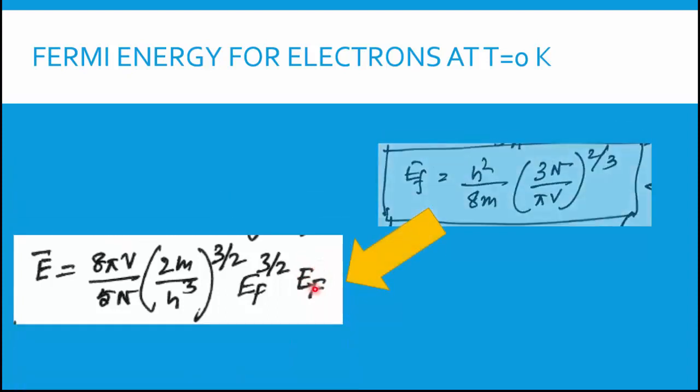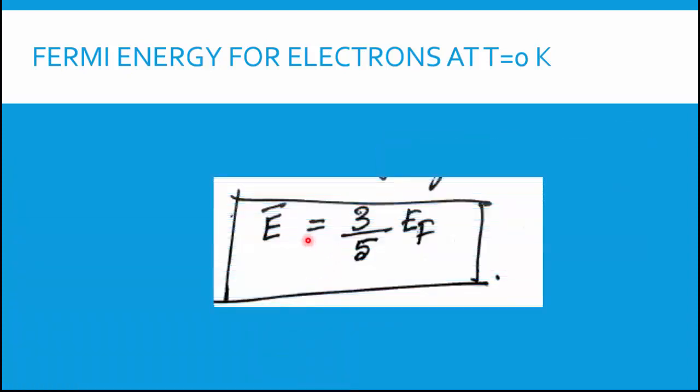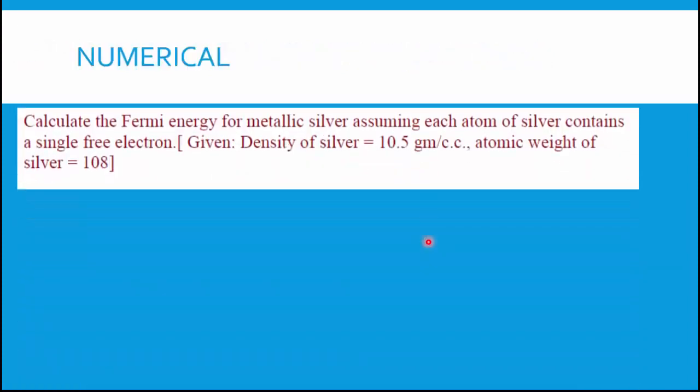I'm going to get E bar is equal to 3 by 5 EF, because all the other terms after substituting the value of EF to the power of 3 by 2 will get cancelled, and I'm left with E bar is equal to 3 by 5 EF. So this is the relation between mean internal energy or average energy, denoted as E bar, and Fermi energy: E bar is equal to 3 by 5 Fermi energy. So we come to numericals.